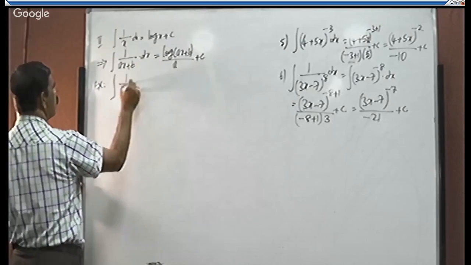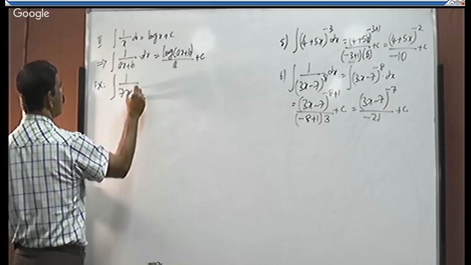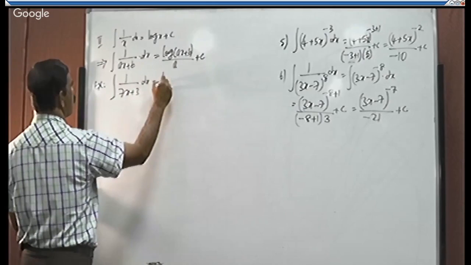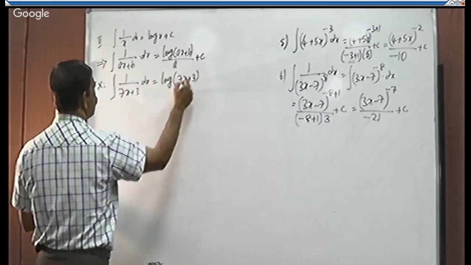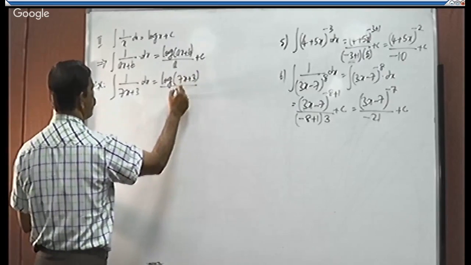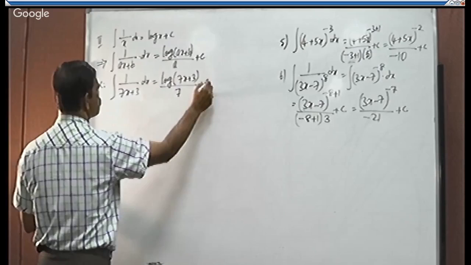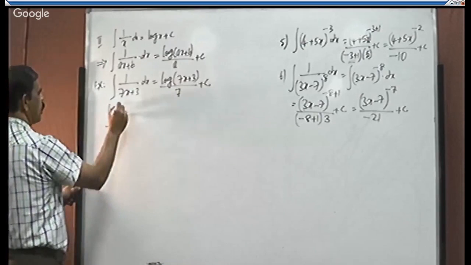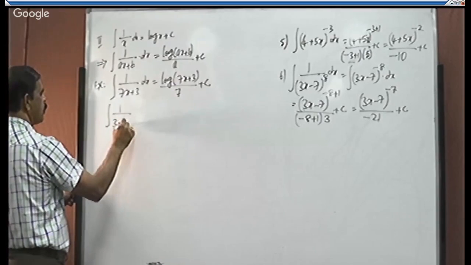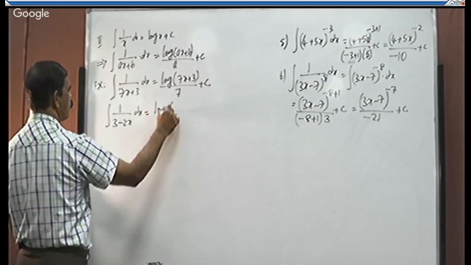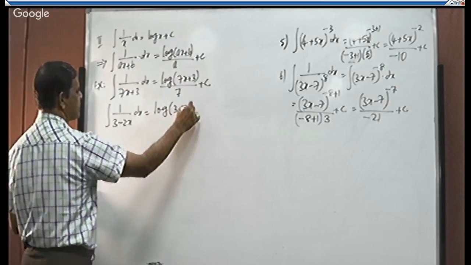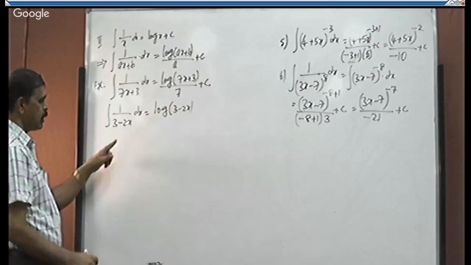Take the examples. Integration of 1 divided by 7x plus 3 dx. What is the answer? It is log of 7x plus 3 divided by the x coefficient. The x coefficient is 7. Integration of 1 divided by 3 minus 2x dx. What is the answer? Log of 3 minus 2x divided by the x coefficient.